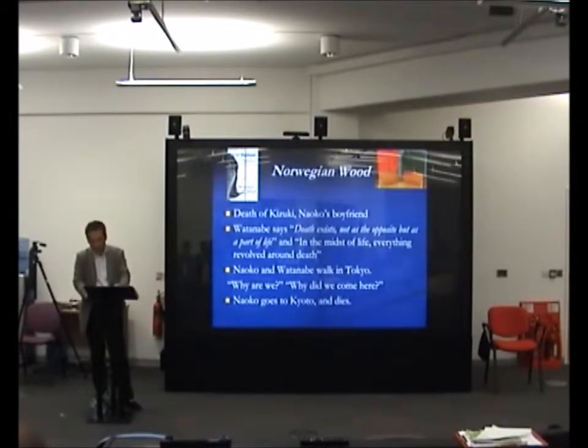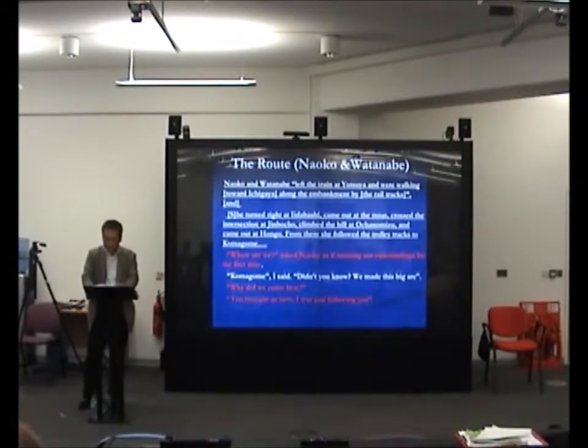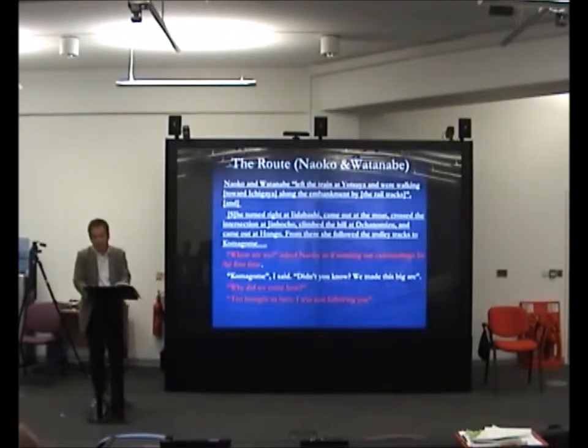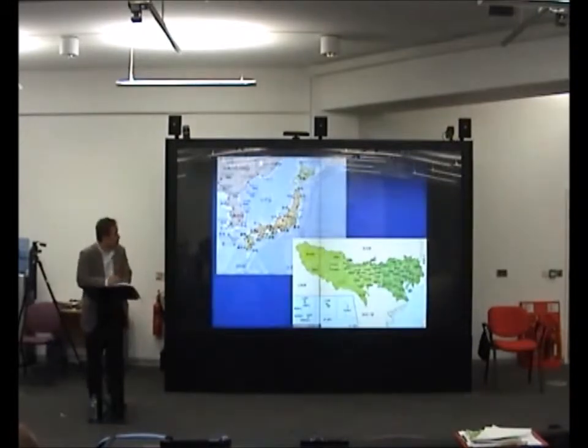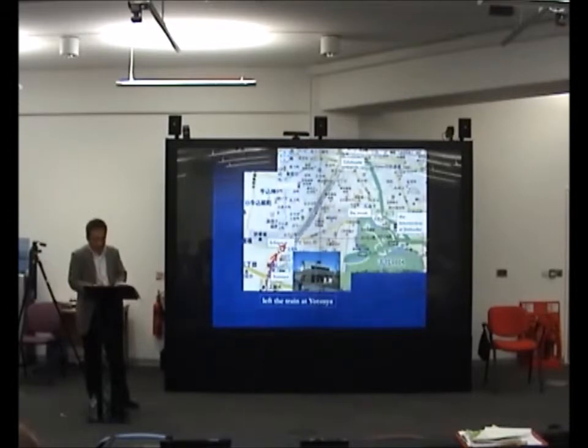Additionally, Naoko's frame of mind is mystified, as if something controls her walking. When arriving at Komagome, she asks Watanabe, where are we? What happened to her? Now let's confirm the route of their walking. This is Japan, and that is Tokyo. And let me trace the text.